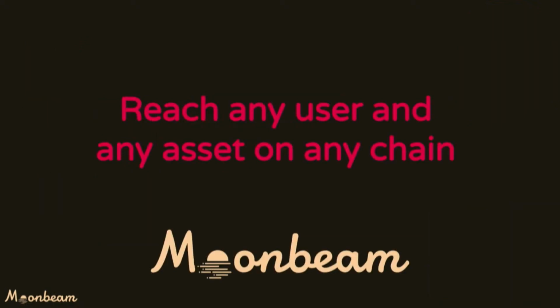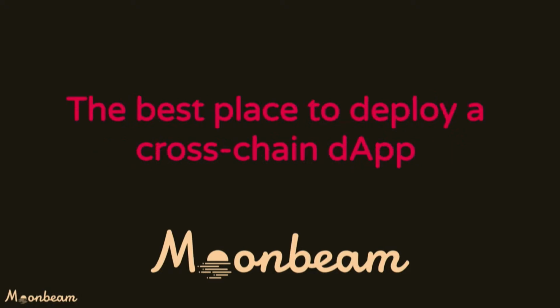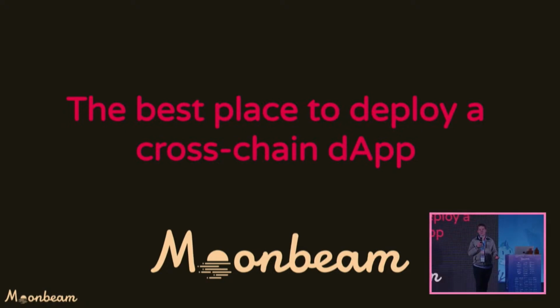So with Moonbeam, you can reach any user and any asset on any chain. And we'll dive into a bit more of how this works. Moonbeam is the best place to deploy your application because you don't need to worry about, hey, if another L2 pops up and I need to have access to the users on that chain, or if something pops up overnight, you don't need to worry about how do I access these users? How do I access the liquidity on this chain?